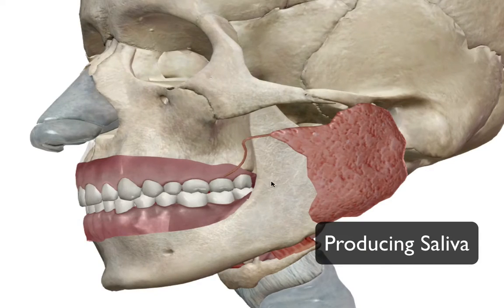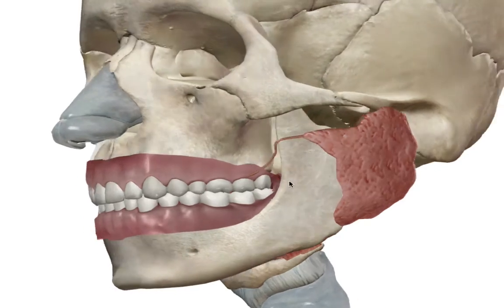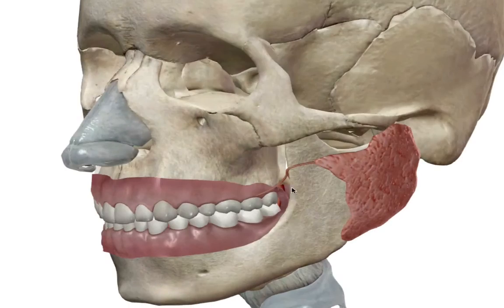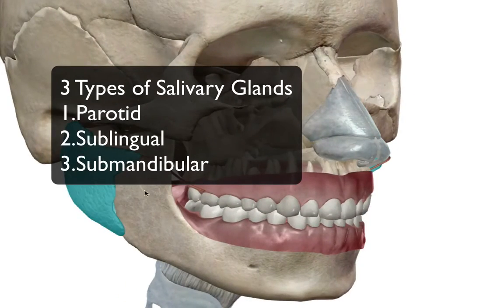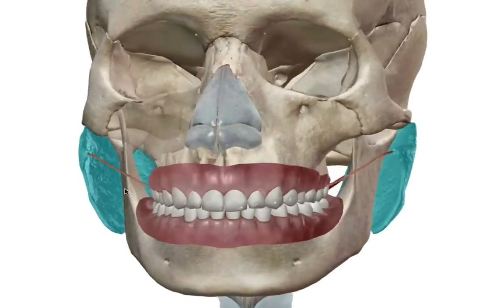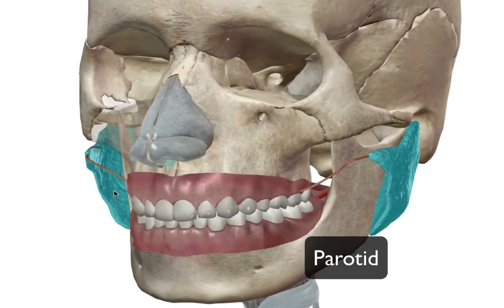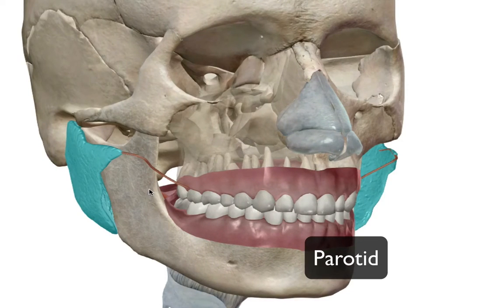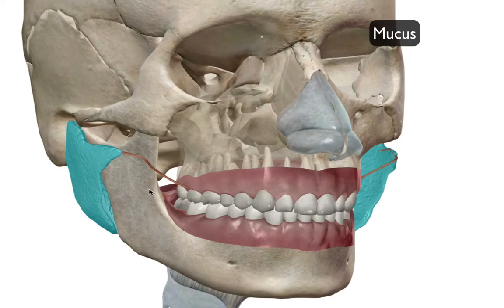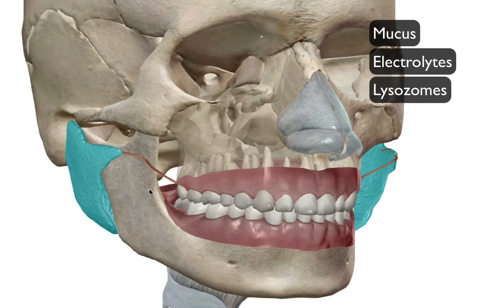You have three types of salivary glands that we're going to discuss. Your first ones are on the external side of your mandible, called your parotid salivary glands. While you're chewing your food, they release mucus, which helps lubricate the food, electrolytes, lysosomes, antibacterial properties. So any dangerous bacteria that your body doesn't need, those lysosomes kill it.